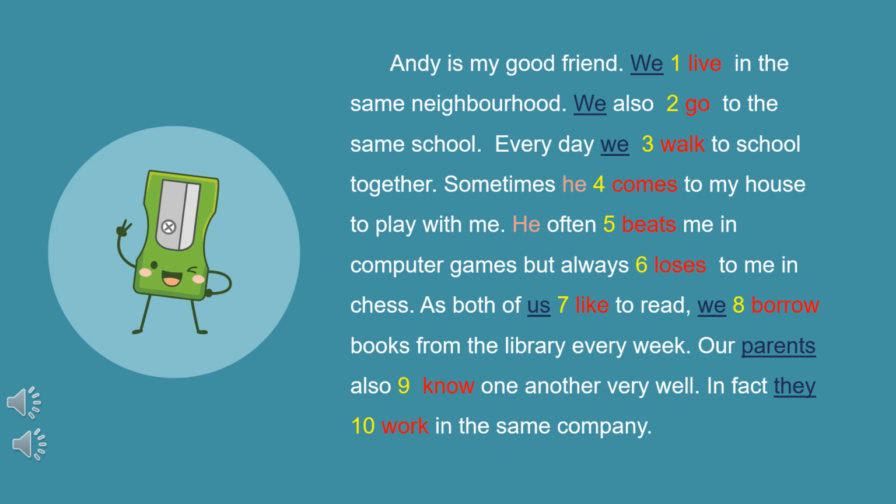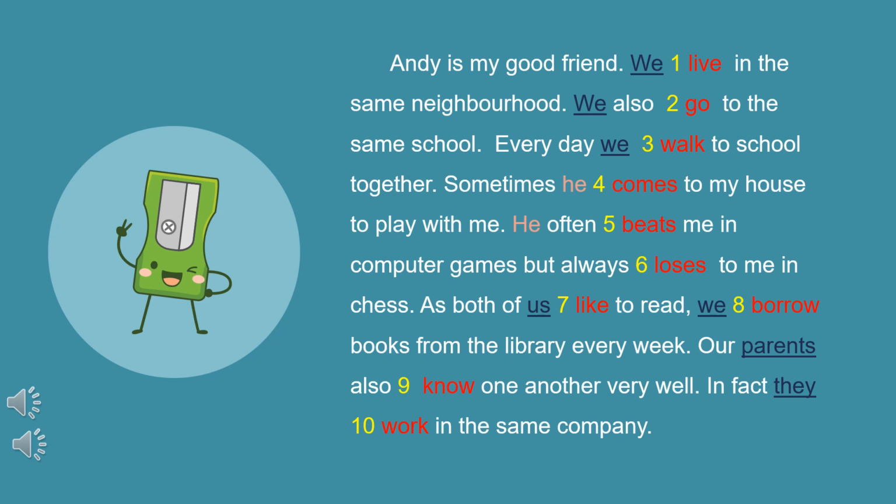As both of us like to read. Us is the plural subject, so like. We borrow books from the library every week. Us is the plural subject, so only like would be written here. We, again, is the plural subject, so only the first form of the verb borrow would be written here.